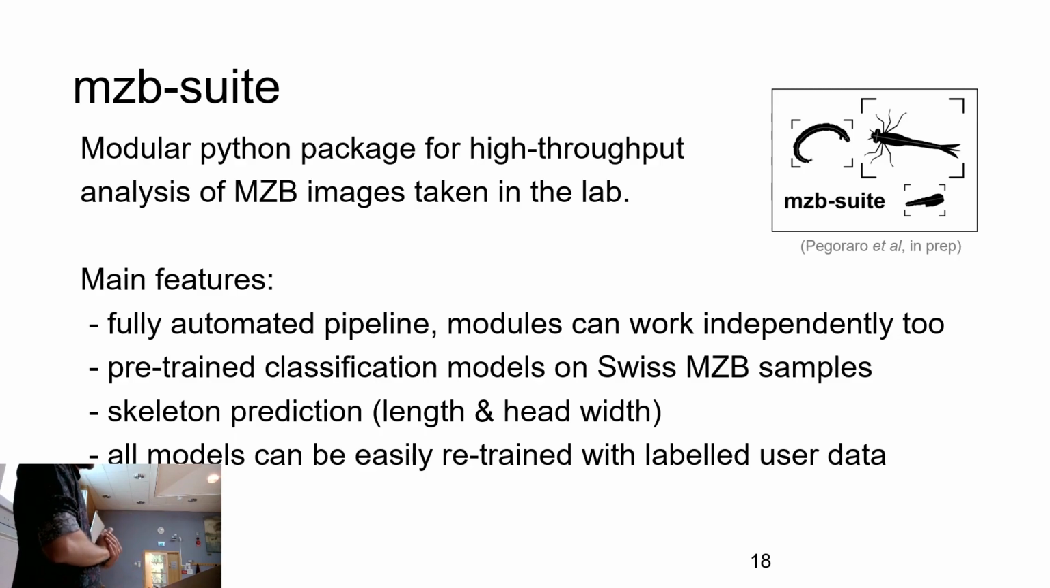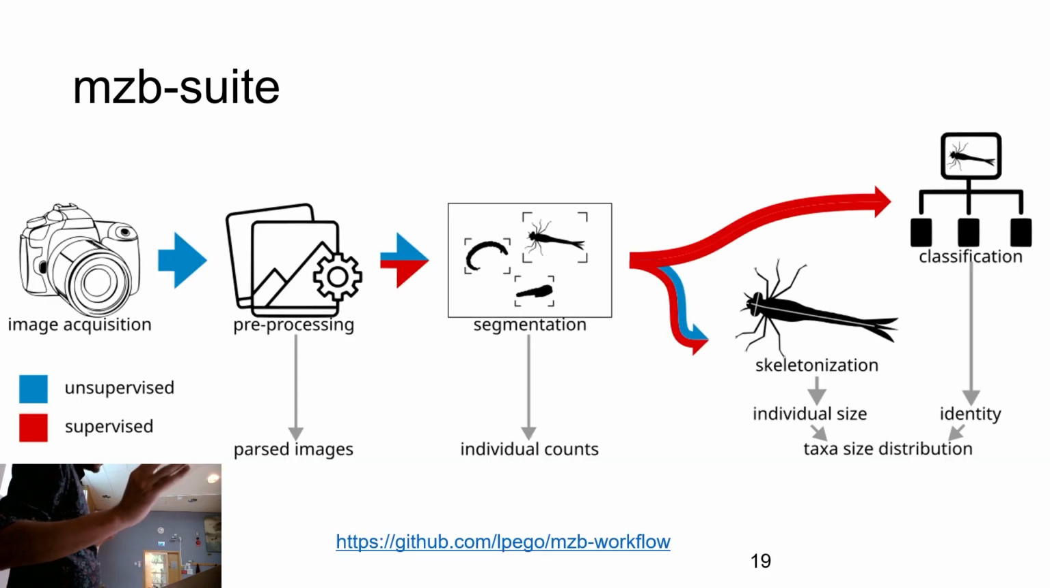We also provide a way to automatically extract the length and the head width of the organisms in two separate ways. So yeah, this is the pipeline. Here I show how some parts are unsupervised and don't need any training data, so when you fiddle around with the parameters, you should be able to obtain good results without providing any training data. But other parts, of course, like the classification, are based on deep learning models, so those will need to be trained.